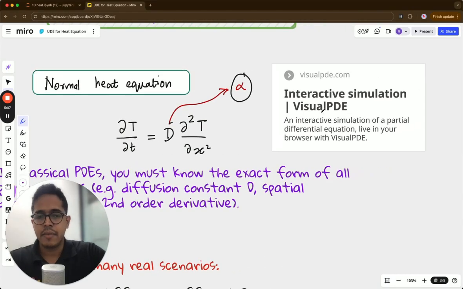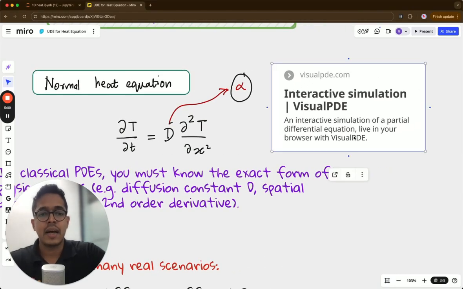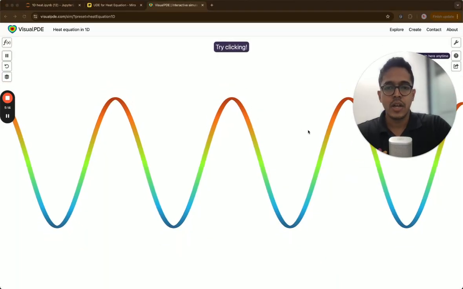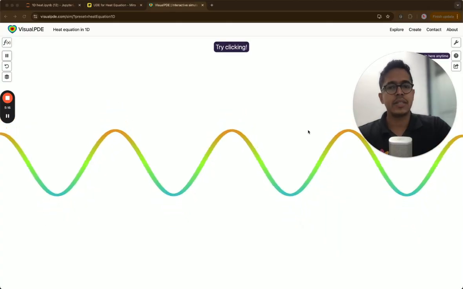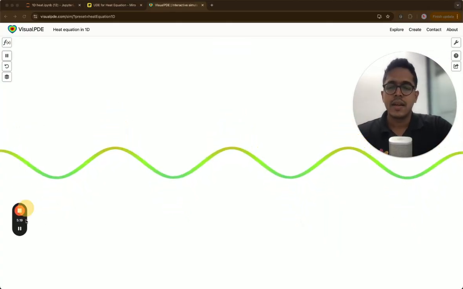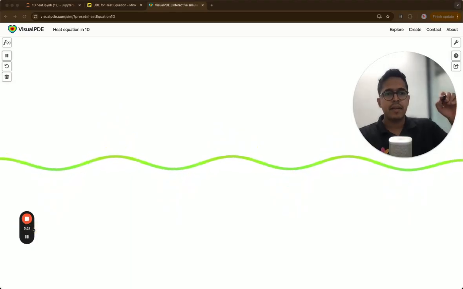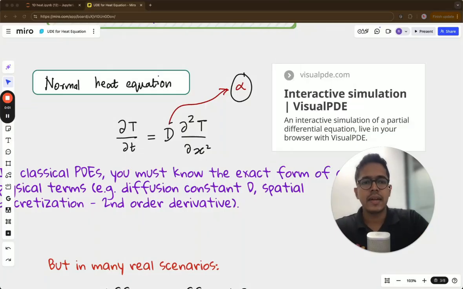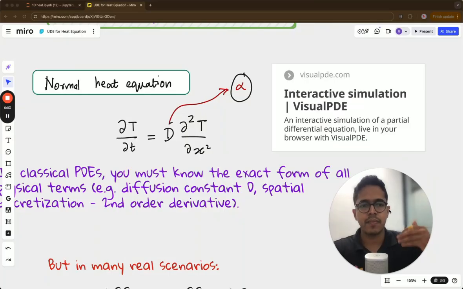Here is actually a website which is very cool. It allows you to visualize many partial differential equations. So what you see here is a heat equation in 1D. Initially it was a sine wave, then it's flattening. I have closed the interactive simulation website because my video recording is slowing down a little bit. I think it's because they are solving the PDE using JavaScript on the browser itself, perhaps. But anyways, I recommend you go through this website.